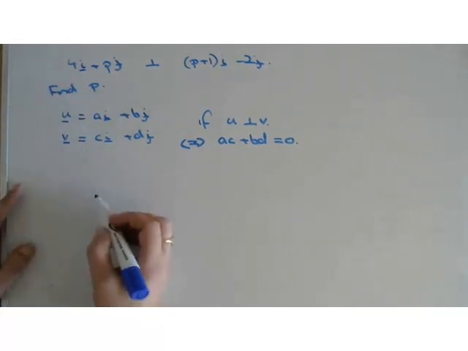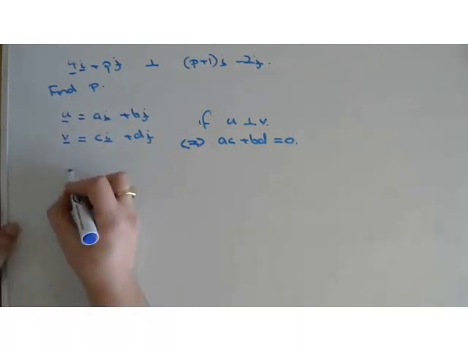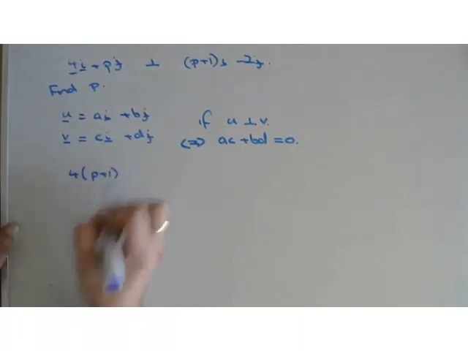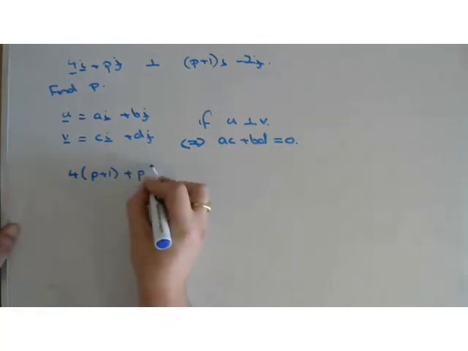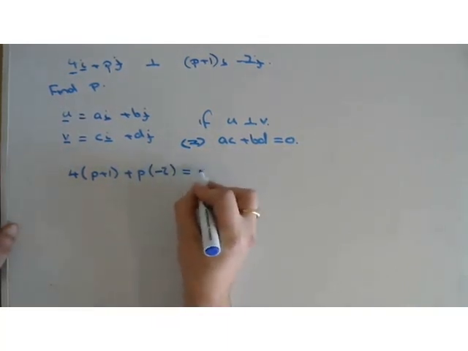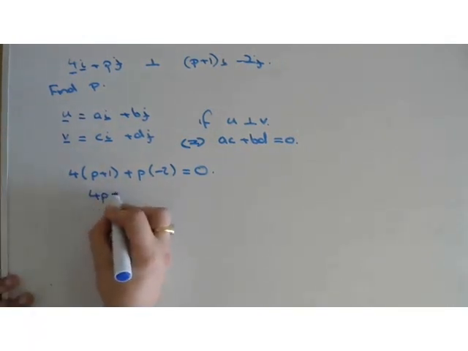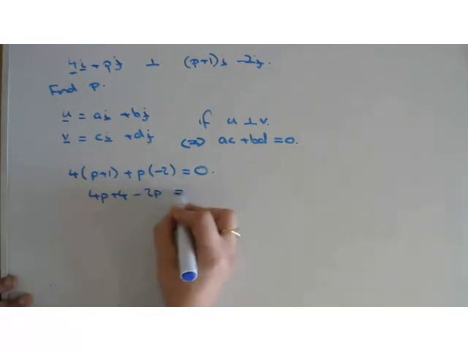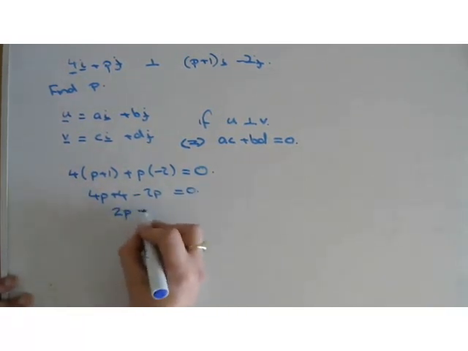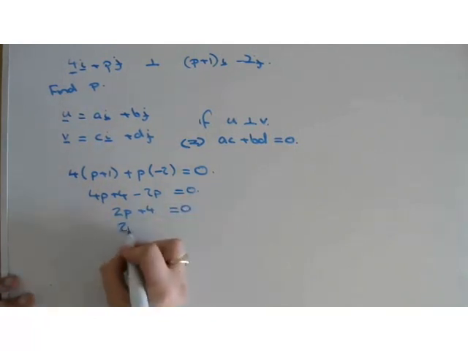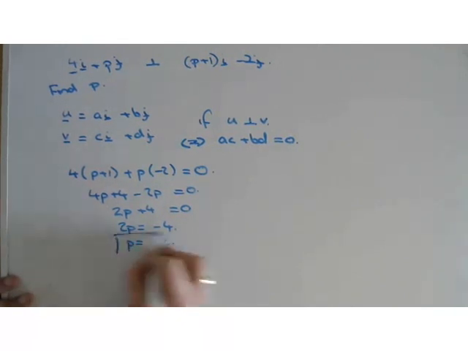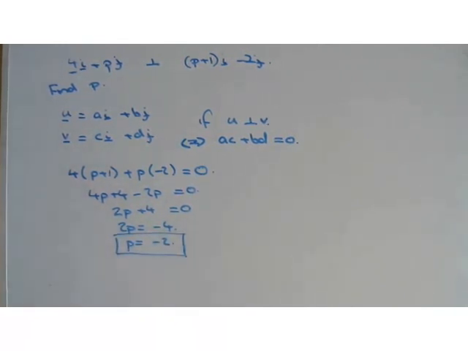So in this case, we multiply the i's, so we have 4 times p plus 1, plus multiply the j's, p times minus 2, is equal to 0. So 4p plus 4 minus 2p equals 0. 2p plus 4 equals 0. So p is equal to minus 2.